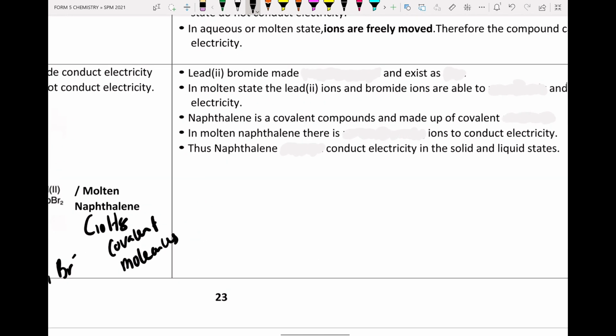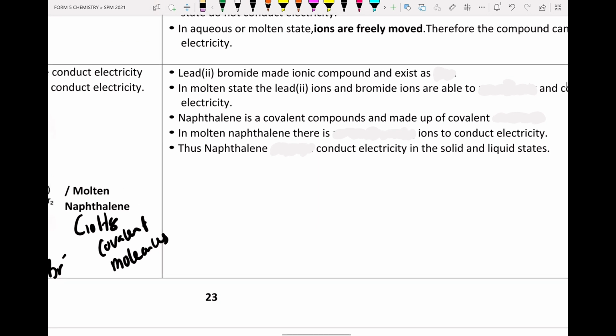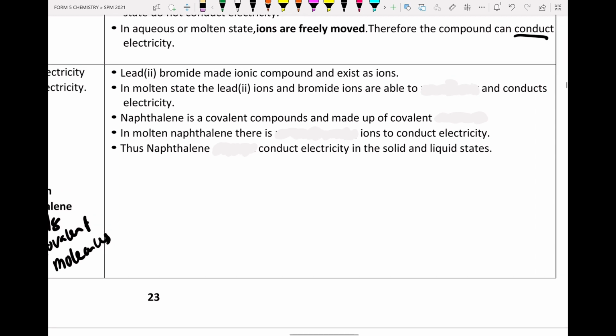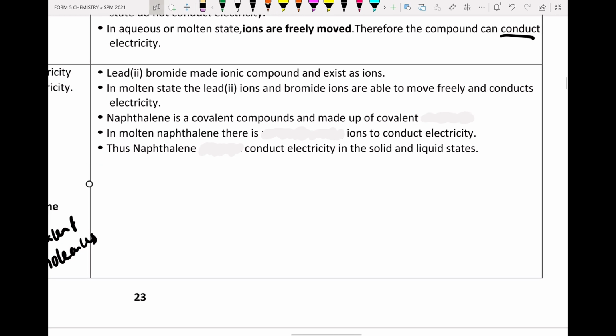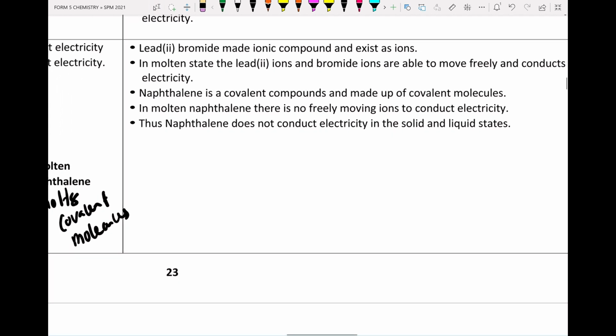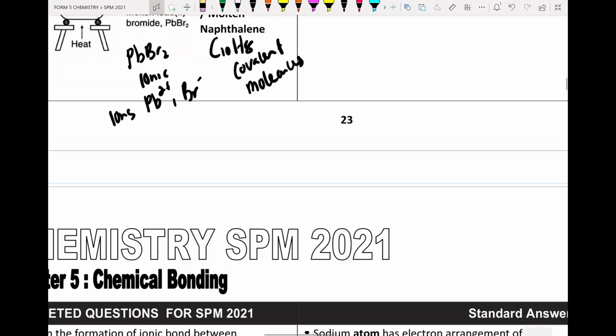All right, so how to answer this one? Lead(II) bromide is made up of ionic compound, and it exists as ions. In molten state, the lead(II) ions and bromide ions are able to move freely and conduct electricity. Naphthalene is a covalent compound made up of covalent molecules. In molten naphthalene, there is no freely moving ion to conduct electricity. Thus, naphthalene does not conduct electricity in solid and liquid state.